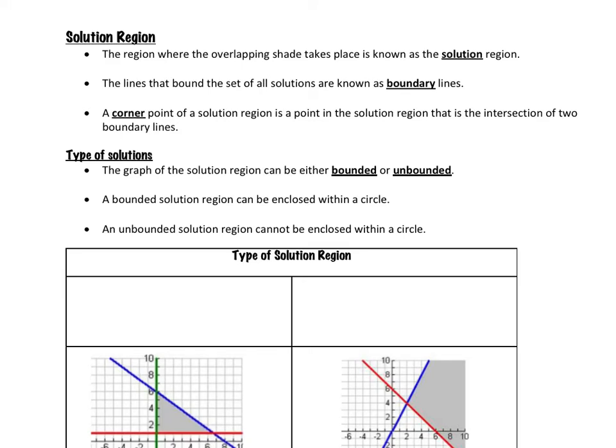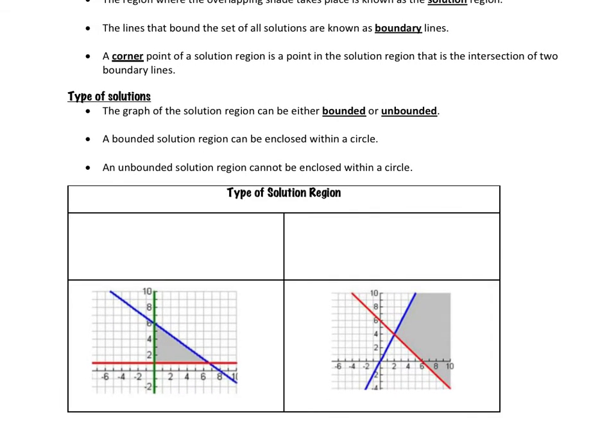So here, let's talk more about the solution region and what it actually is. What the solution region is going to help us do when we start talking about linear programming is define where our possible answers are. And the solution region can be one of two things. It can either be bounded by the lines or it can be unbounded by the lines.